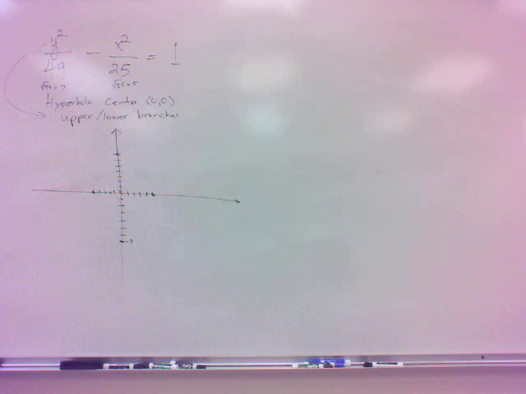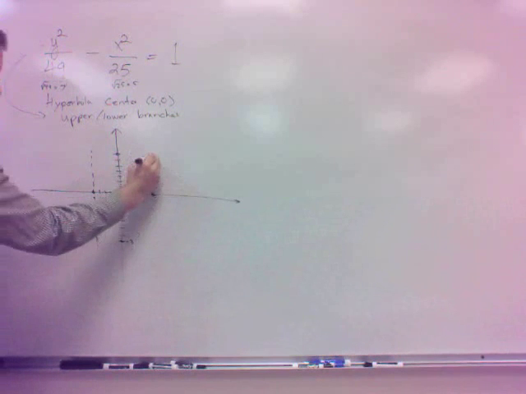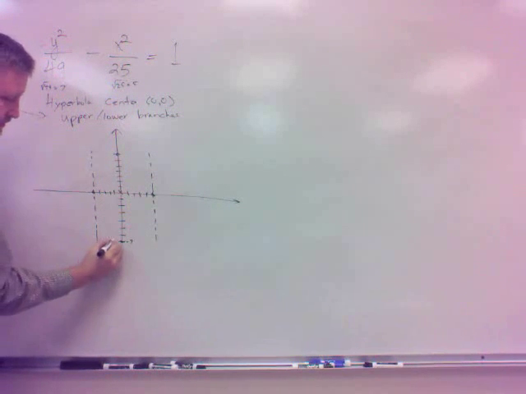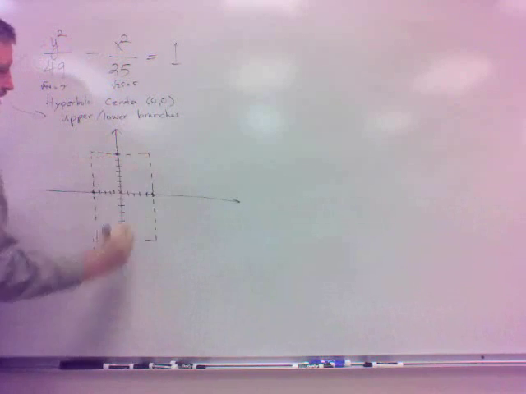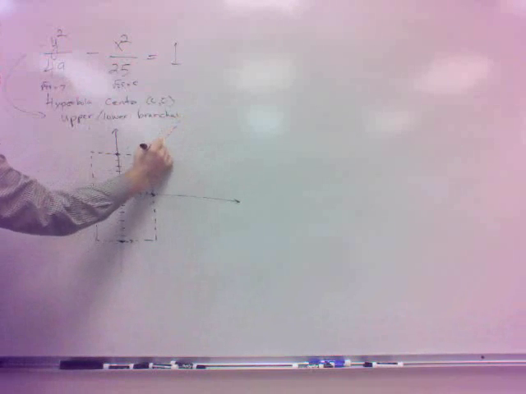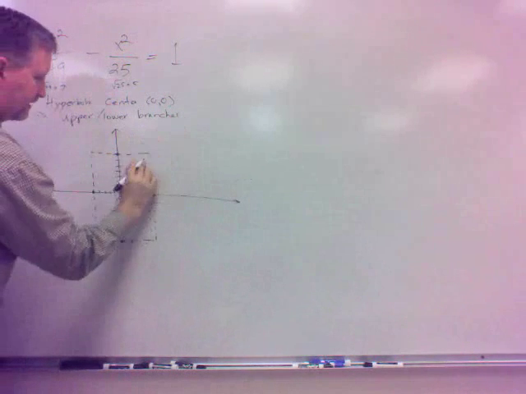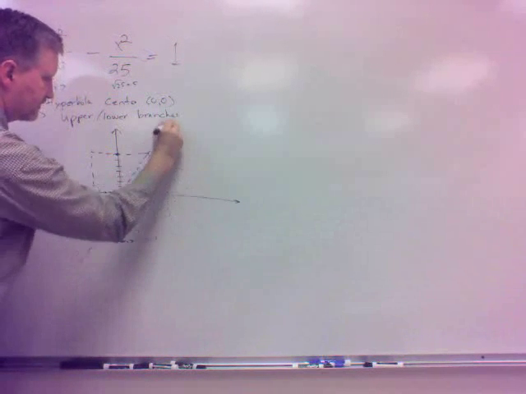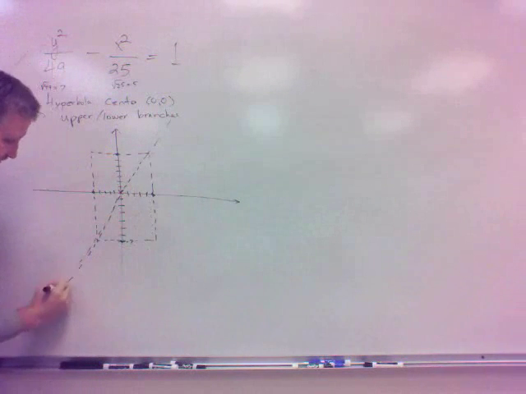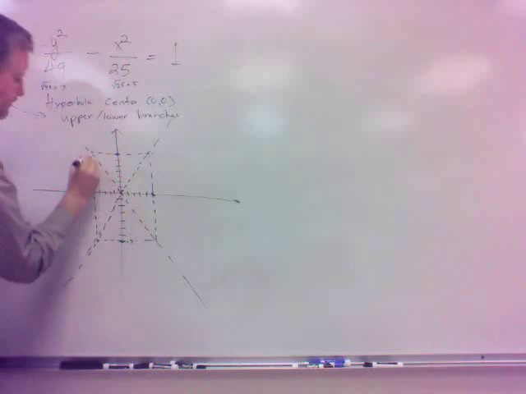And since it's a hyperbola, what do I do with those points? Draw the rectangle. So draw a rectangle with those points on the rectangle. And really the only reason for drawing those points is to draw the asymptotes. The asymptotes are the diagonals. Boy, try that again. Bad angle. Trying to go through the corners there. There we go. Okay?